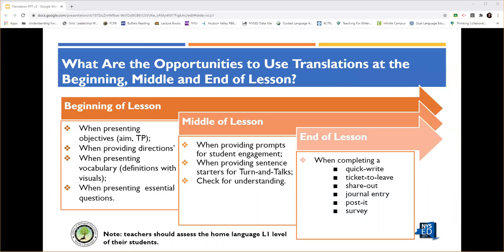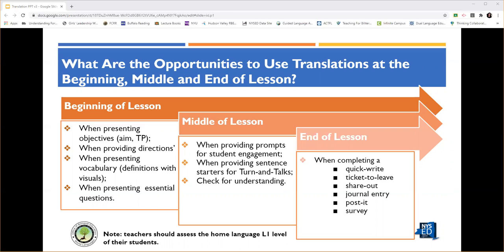For the middle of the lesson, you can use translation when you're providing prompts for student engagement. That could be in the form of sentence frames or sentence starters, and you could have it translated in both languages side by side. When providing sentence starters for turn and talks. And in addition, when you're checking for understanding.